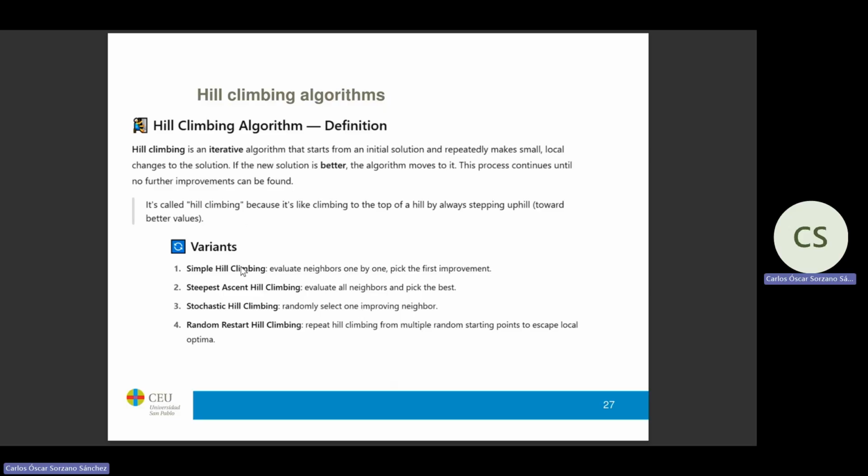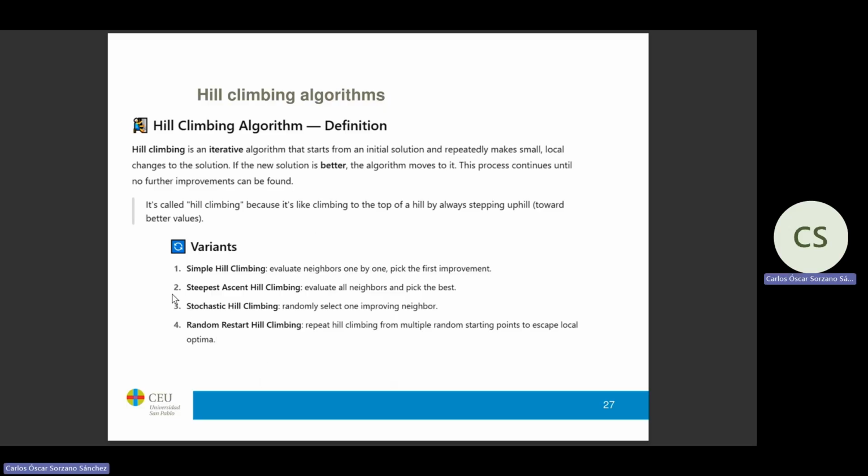Okay, so there are some variants to this. The simple hill climbing evaluates the neighbors one by one and picks the first improvement. So I have the list of neighbors I want to evaluate, and I start evaluating one by one. The first time I find something that improves my current solution, I take it, and then I start again by computing new neighbors. We will see an example, you will get it better.